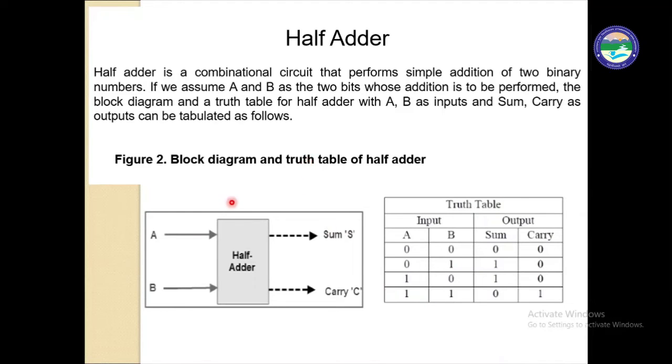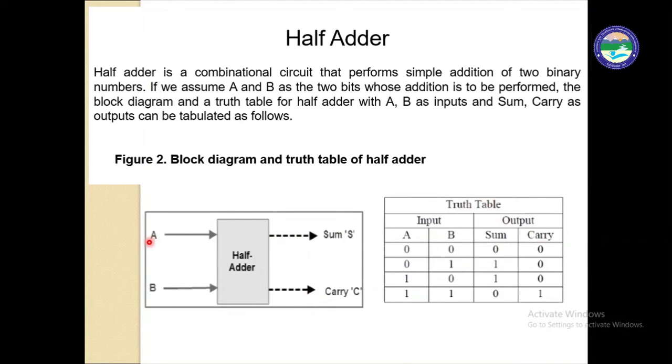Suppose we have two bits A and B whose addition we have to perform. This is the block diagram and this is the truth table for a half adder. We have two numbers A and B, and their sum will be given by this output, and their carry will be given by this output. So we have two inputs and two outputs for a half adder.